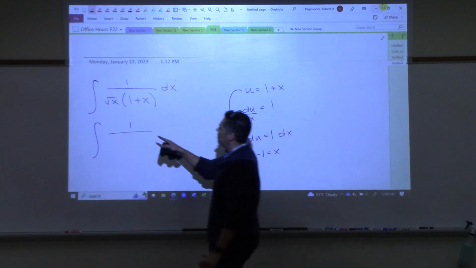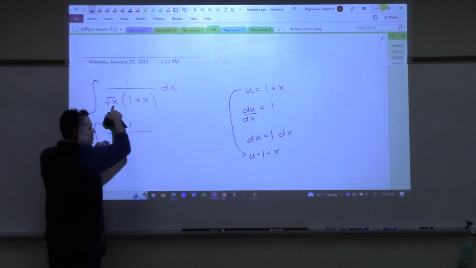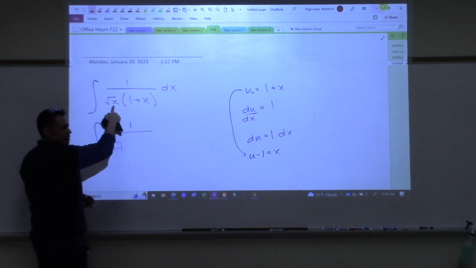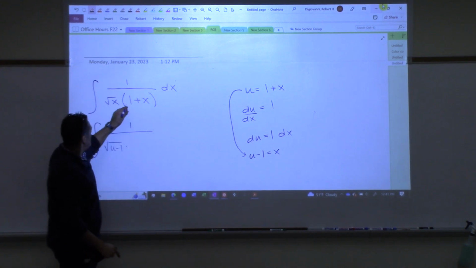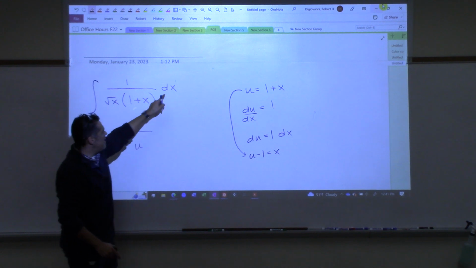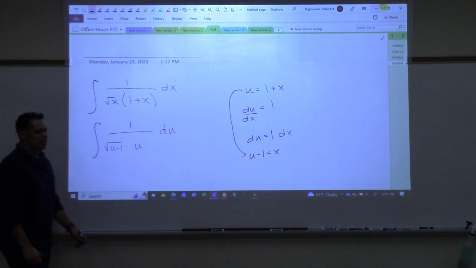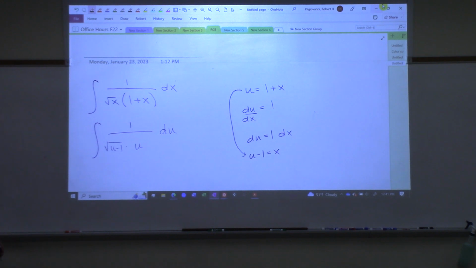So when I rewrite this problem, I have a 1 here. There's 1. Square root of x, but x is actually u minus 1, right? And then I have times, now this right here was what? 1 plus x was what? u. And then dx was du. Did that get any better?